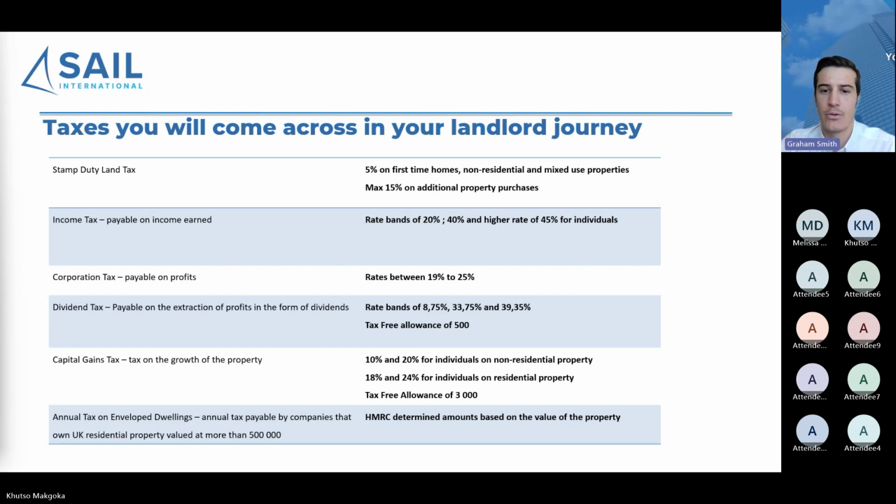And there is capital gains tax on the growth of the property. If it is an individual, it'll be 10 or 20% depending on the rate of tax, 18 to 24% on residential property, and you will get a tax-free allowance of £3,000 in your personal capacity. If you're operating as a limited company, there's no capital gains tax, but you'll be liable to corporation tax on any gains. This will also be discussed in more detail later.